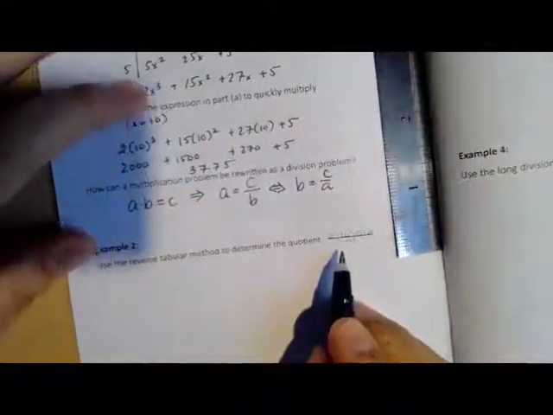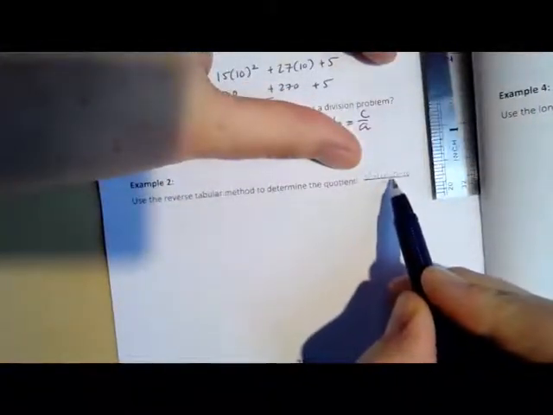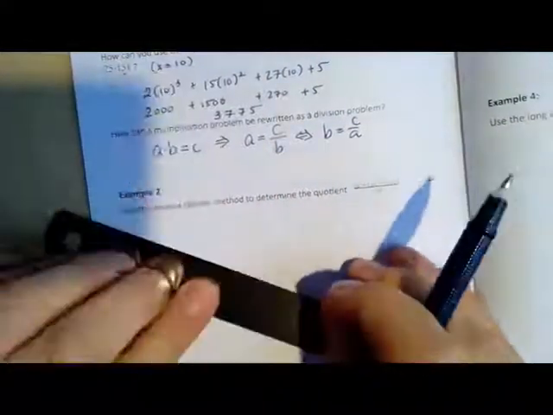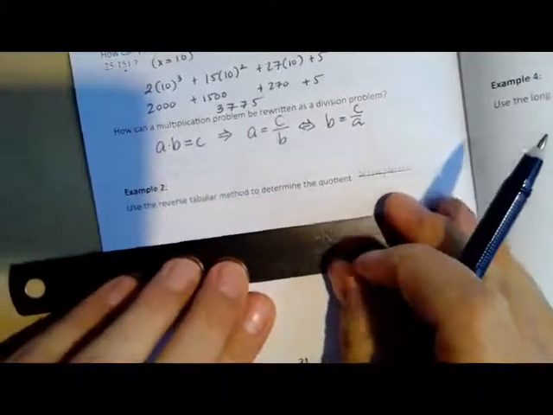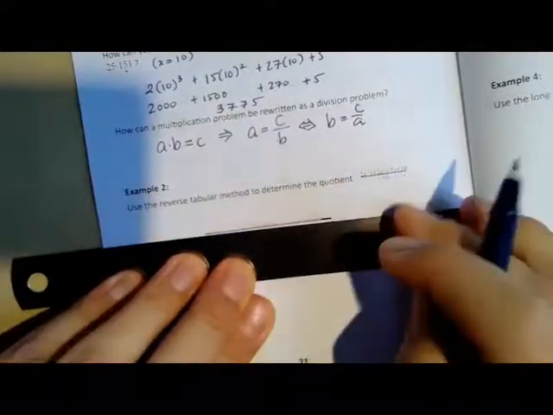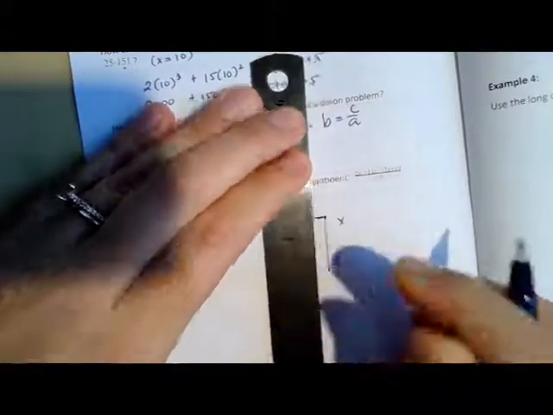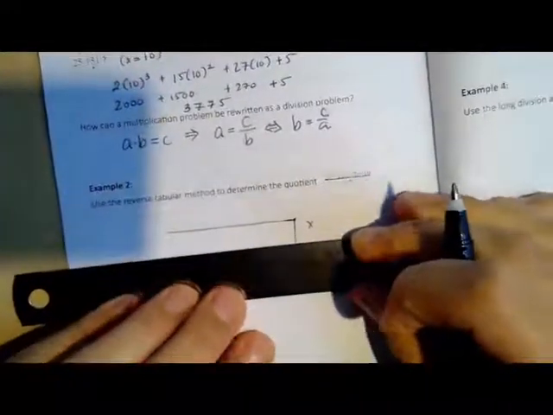Now, we can do the same thing for polynomials. We can use what's called a reverse table method to determine the quotient of 2x to the third plus 11x squared plus 7x plus 10, divided by x plus 5. In order to do this, we should probably set up our table. One thing I'm going to change is I'm going to put the x plus 5 on this side. You'll see why in a little bit. It makes the way you lay it out clearer.